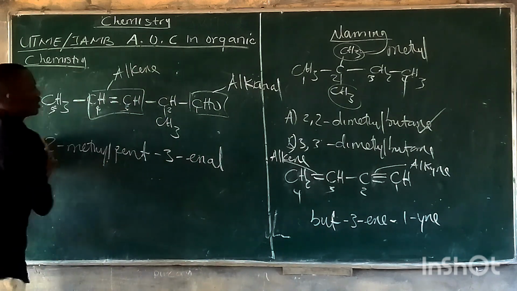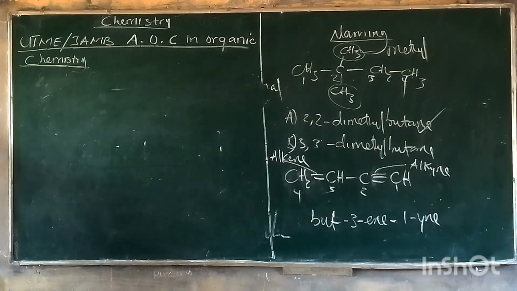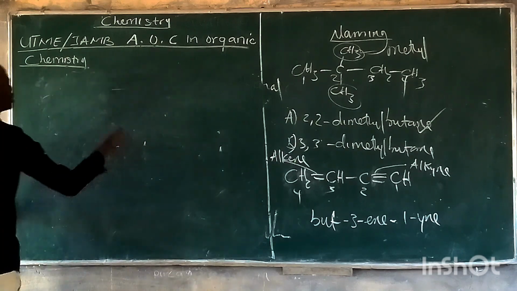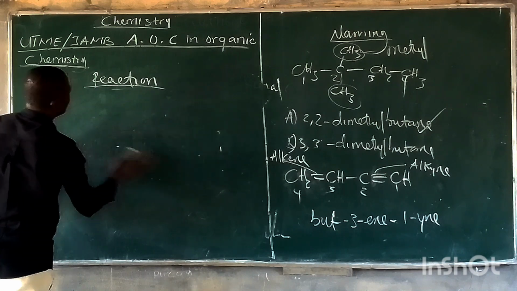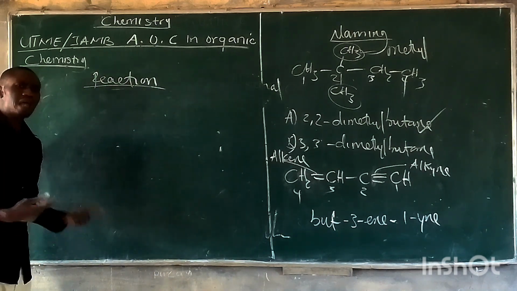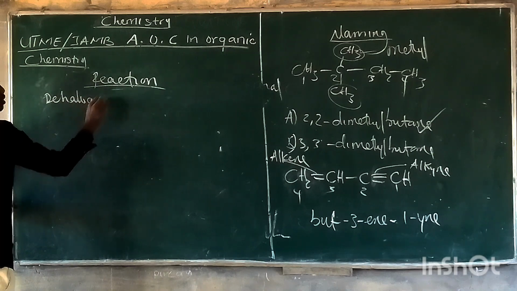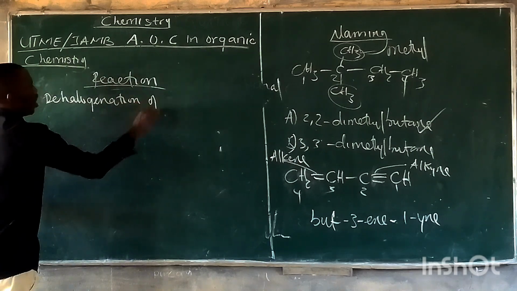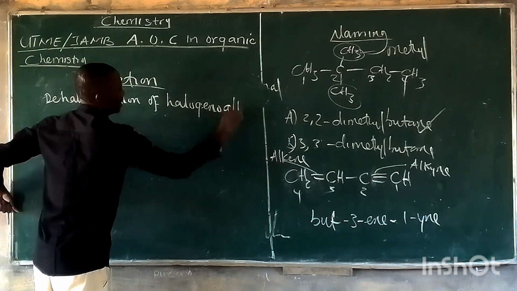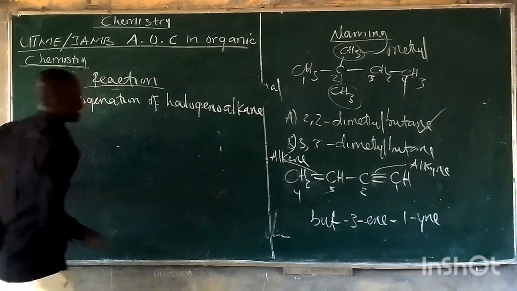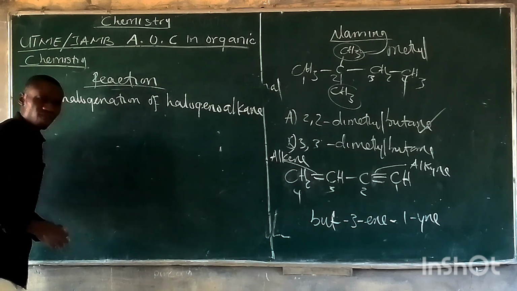The next thing is the reactions. We have a lot of reactions in organic chemistry, but you need to take note of the names. Let's start with the reaction that produces alkane: the reduction of halogenoalkane. Halogenoalkane is the alkane that has a halogen.